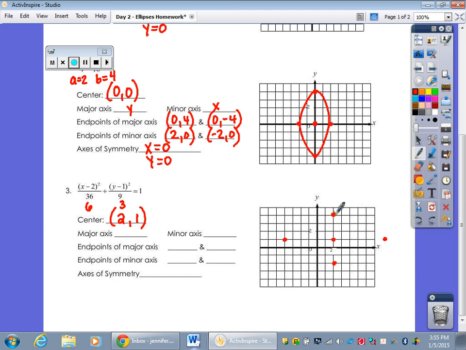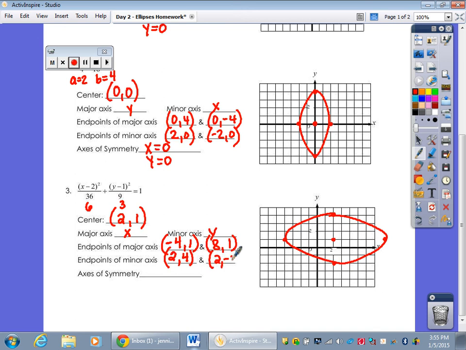Now, because it's opening more horizontal than vertical, your horizontal axis is your major axis and your vertical axis is your minor one. So this is going to be x and y. Our endpoints for our major axis are going to be -4, 1, and 8, 1. And then for our minor axis, it's going to be 2, 4, and 2, negative 2.